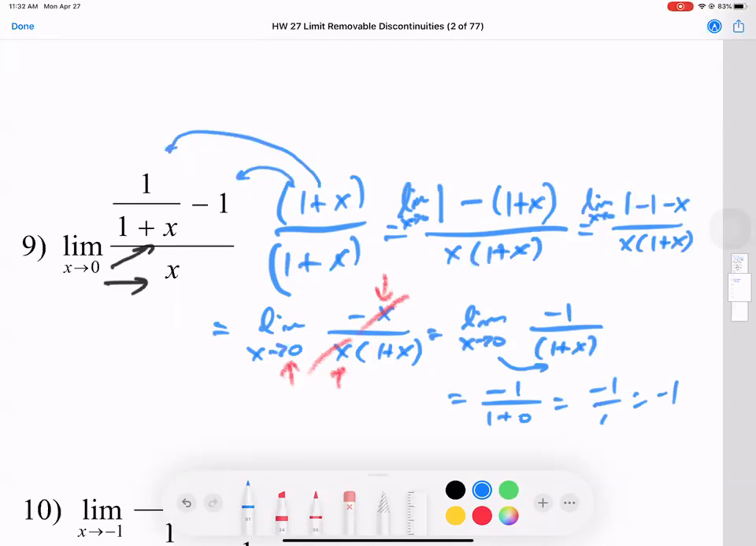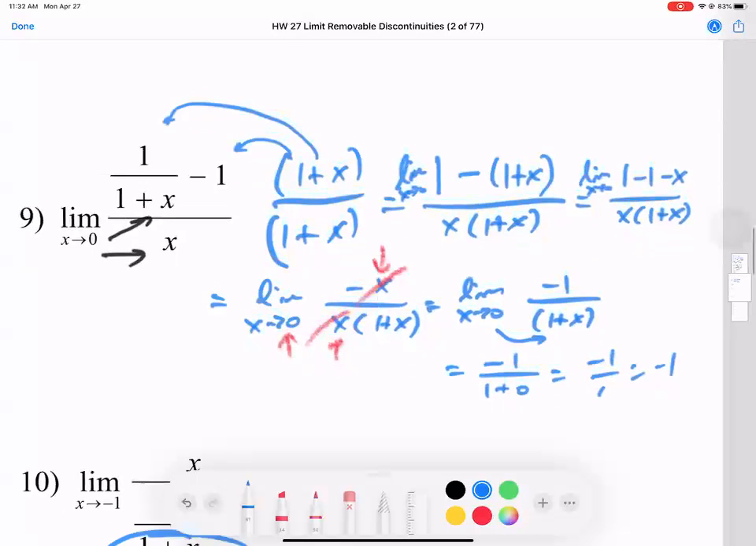So there are a couple skills to solving for limits, and it's not that they're hard. You just have to practice and know which tool to use for which case. Let's look at the next problem.